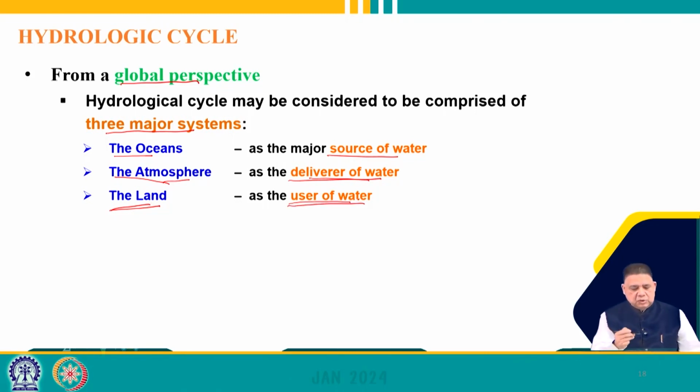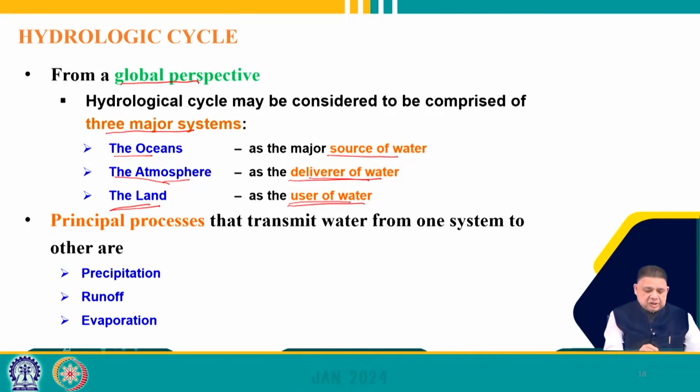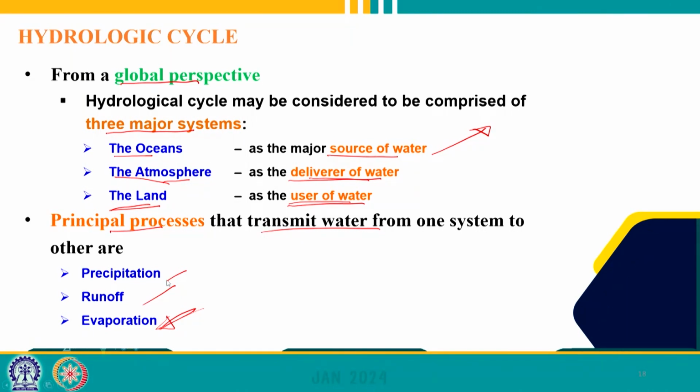So, land is the user of water, and the three principal processes that transmit water from one system to another are precipitation, runoff, and evaporation. And we have also seen in our hydrological cycle discussion that it all starts with evaporation, a process through which water goes from oceans to atmosphere. Then precipitation delivers water, and runoff is how water flows on the surface and gets used for different purposes.